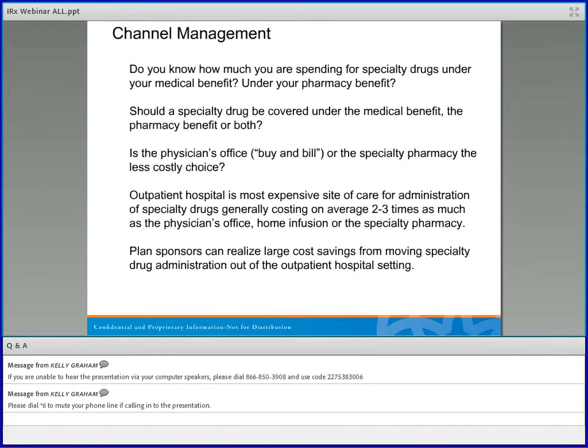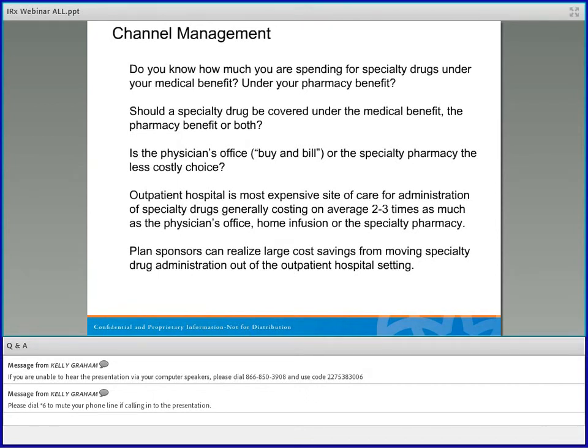But the question is, going back to what I said earlier, it's really understanding how much am I spending under my medical benefit for specialty drugs, how much am I spending under my pharmacy benefit for specialty drugs, and where should it be covered? The reality is that the outpatient setting is the most expensive site for care administration of specialty drugs, and it's on average 2 to 3 times higher for somebody to go into the hospital to have the drug infused or get their specialty drug treatment, as opposed to a physician's office or home infusion or even a specialty pharmacy.